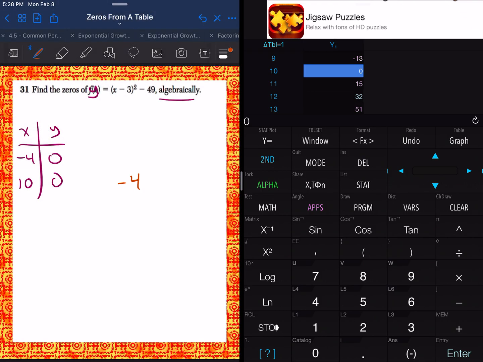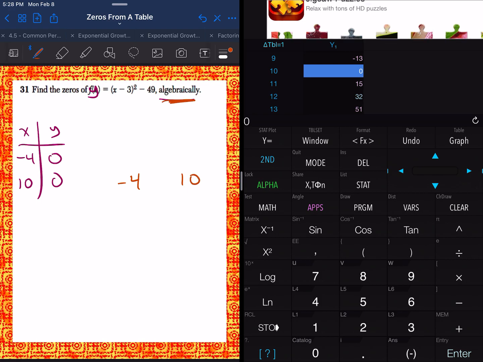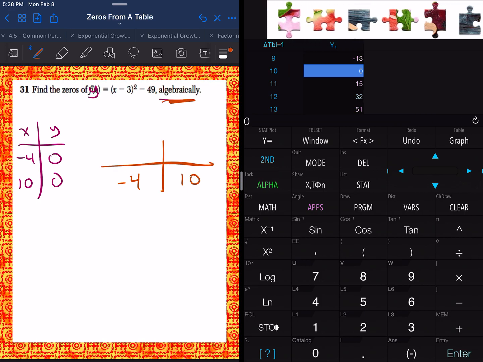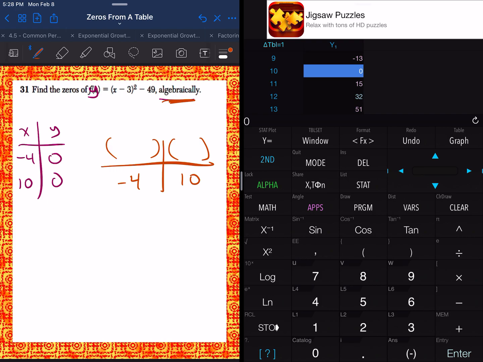If I want full credit, I have to pretend that I did this algebraically and show my factors. What would my two factors be if my zeros are -4 and 10? While switching the signs, I get x plus 4 and x minus 10. Put the equal 0 there, and that'll look great. You can even put a box around your zeros as your final answer.